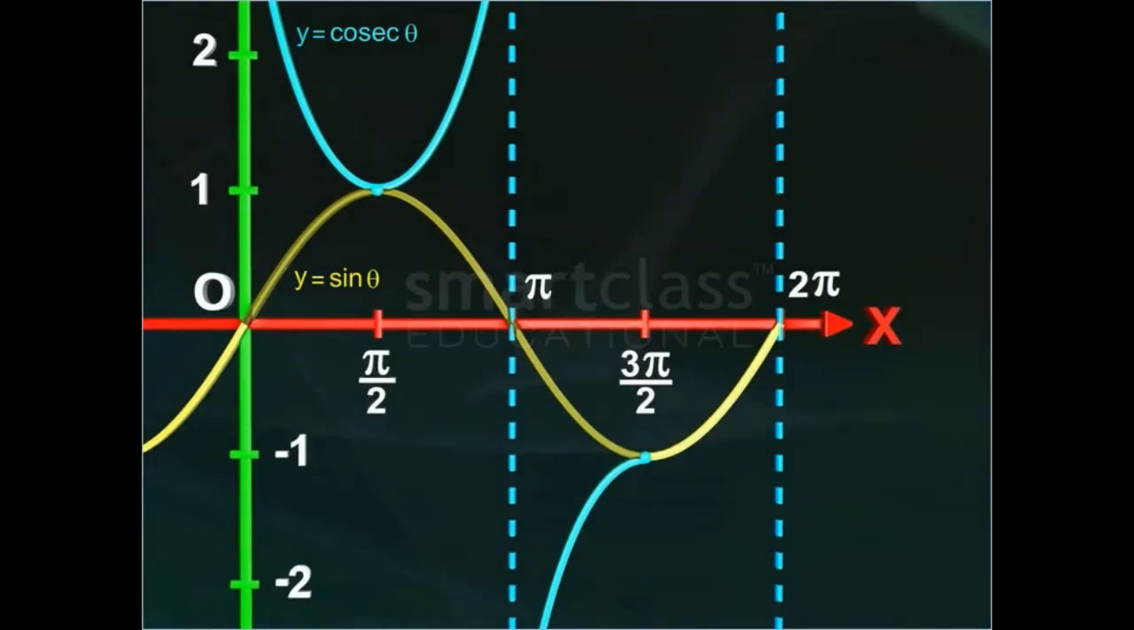Similarly, for an interval of 3 pi by 2 to 2 pi, the value of sine theta increases from minus 1 to 0, indicating that the value of cosecant theta decreases from minus 1 to negative infinity.